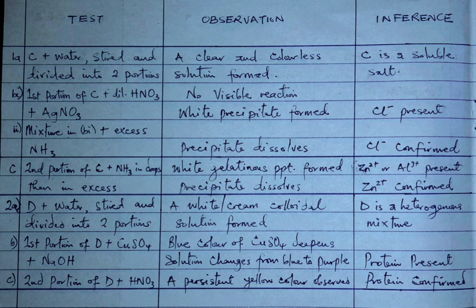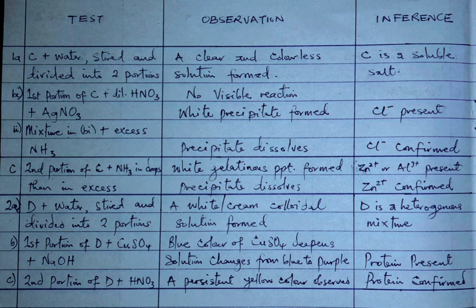So we then go ahead and divide into 2 portions, and to the first portion of D we add copper sulfate. When we add copper sulfate, we discover that the blue color of copper sulfate becomes deeper. So I observe that and write that the blue color of CuSO4 deepens. And then to that mixture of D and CuSO4, I add sodium hydroxide, and I discover that the solution changes in color from blue to purple.